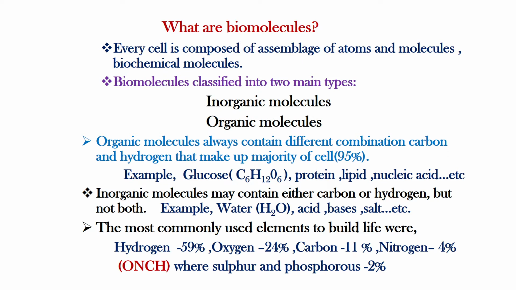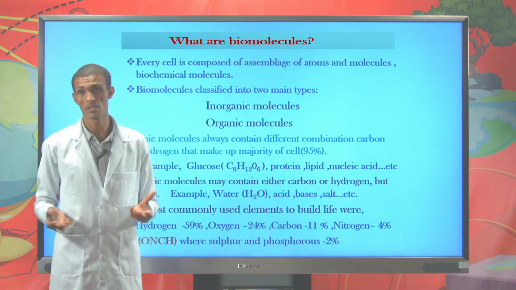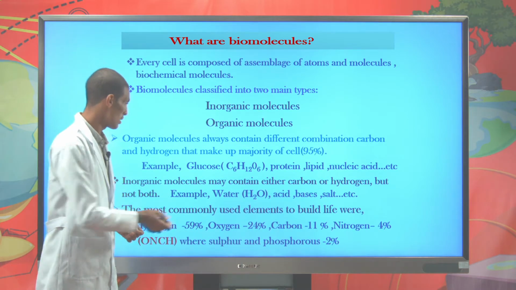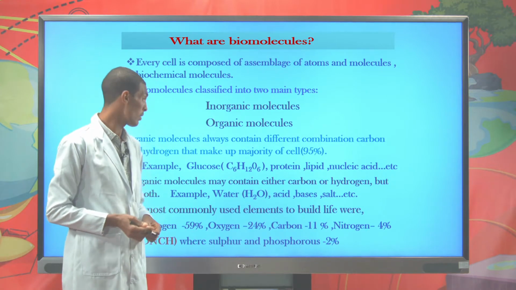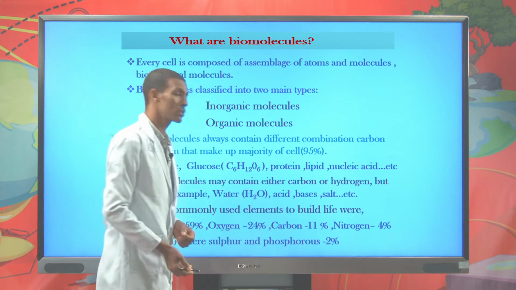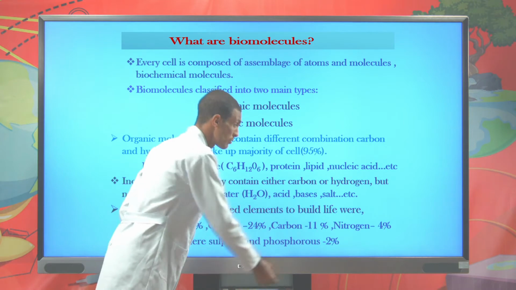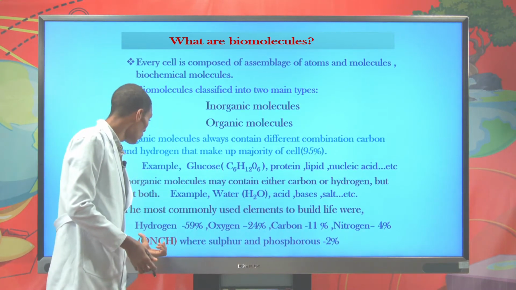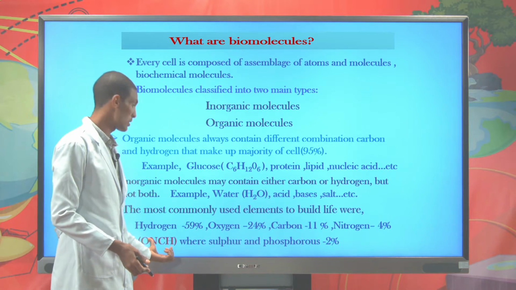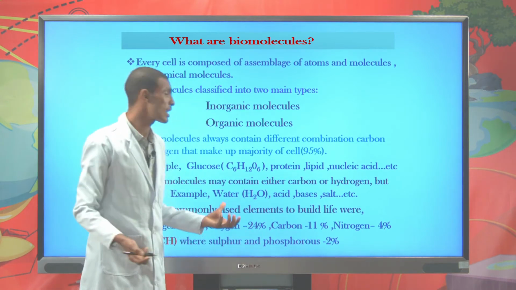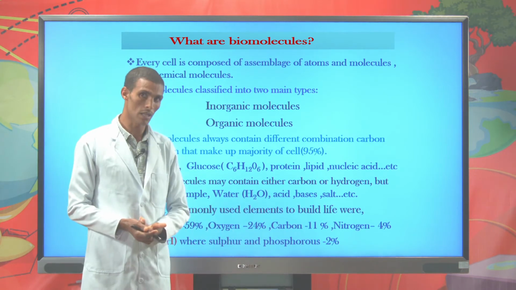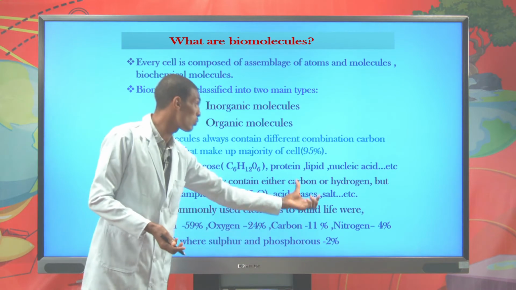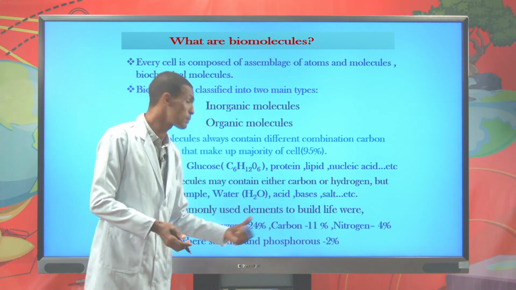The most common building block elements are hydrogen, which makes up about 59% of the cell, oxygen, about 24%, carbon, about 11%, and nitrogen, about 4%. These are the most common, considered as the ONCH elements, whereas sulfur and phosphorus make up about 2% of the cell. Together, they are the six most important elements of the cell to form life, which you call the sponge elements.